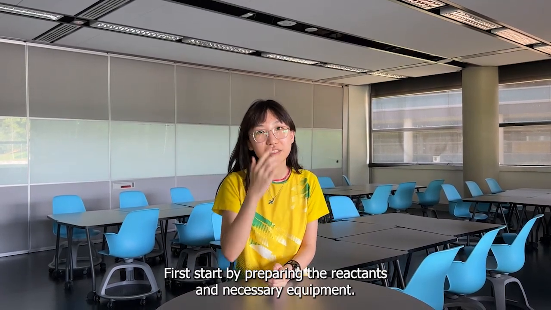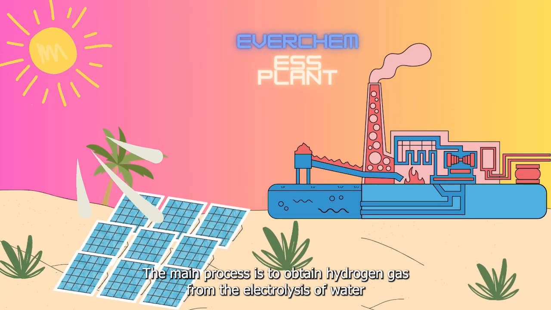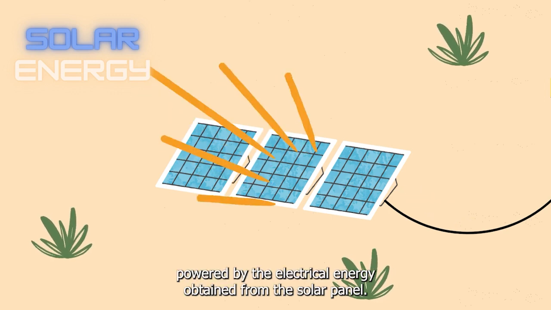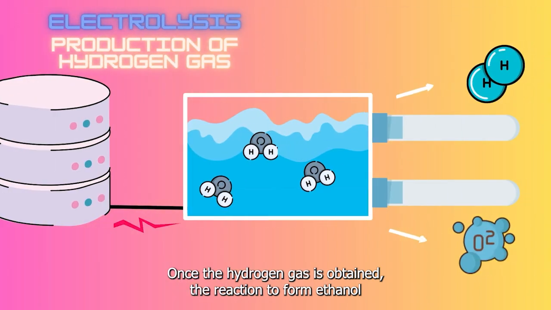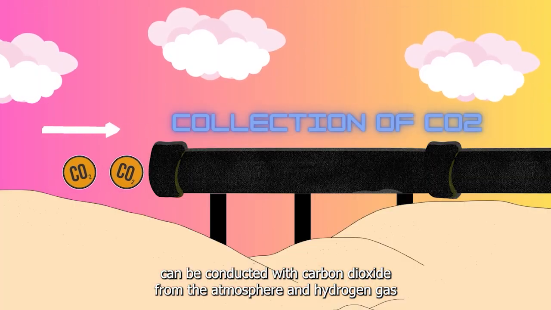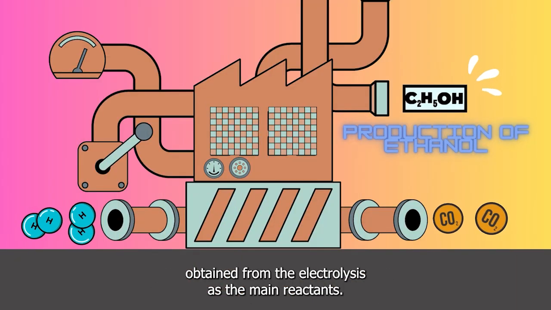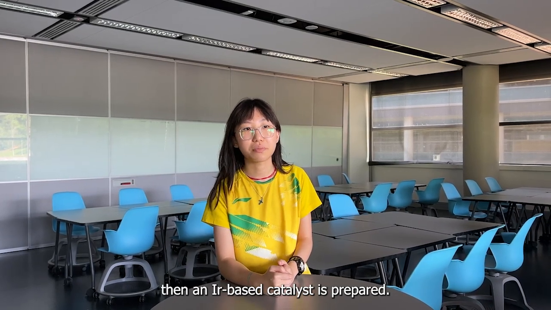First, start by preparing the reactants and necessary equipment. The main process is to obtain hydrogen gas from the electrolysis of water, powered by the electrical energy obtained from the solar panel. Once the hydrogen gas is obtained, the reaction to form ethanol can be conducted with carbon dioxide from the atmosphere and hydrogen gas obtained from the electrolysis as the main reactants. Ensure that these gases are pure and free from contaminants, then an IR-based catalyst is prepared.